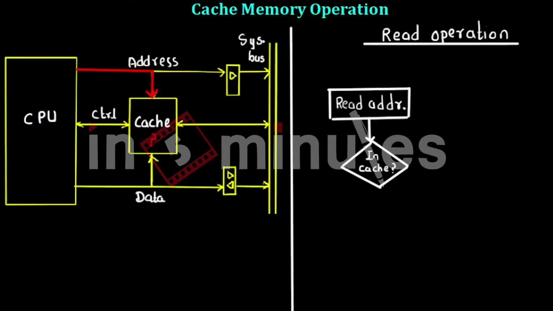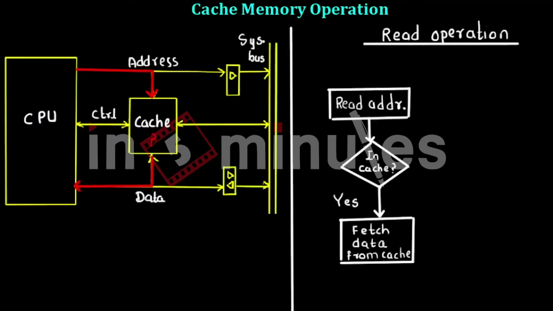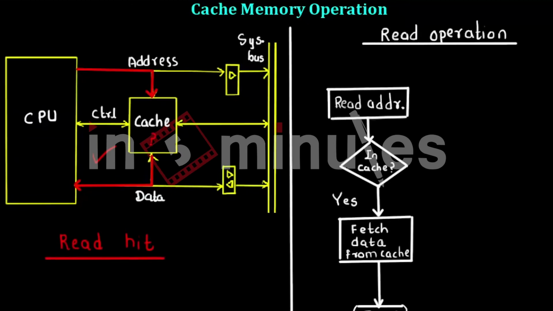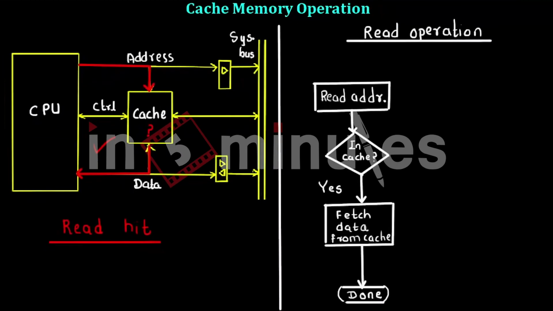If the address is present in cache, then it is immediately fetched and given to the processor. So we have completed the read operation through the cache memory. This scenario is known as a read hit, because the location which the processor was trying to access was present in cache memory and the data was immediately fetched.